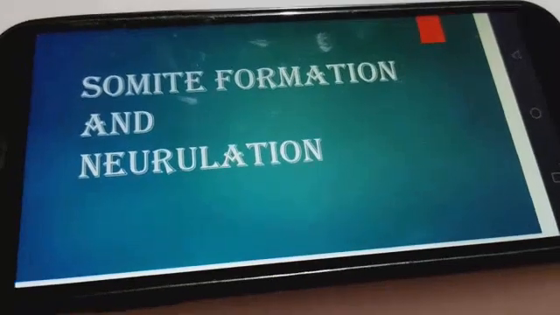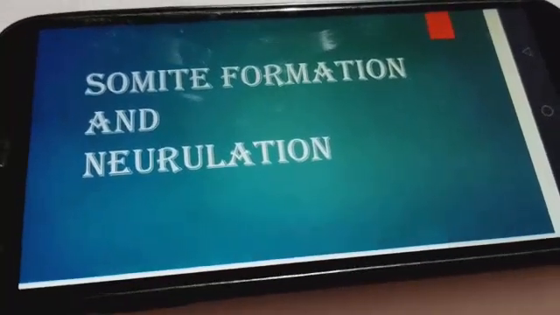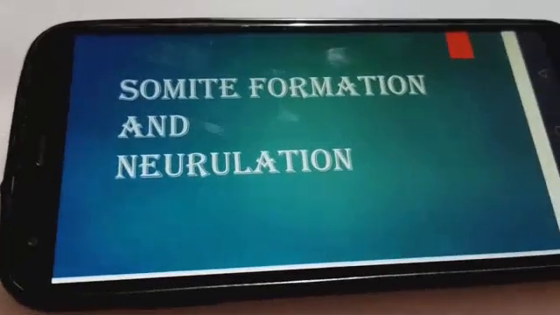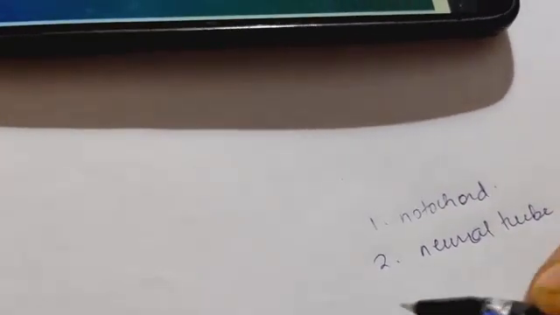So under the topic somite formation and neurulation, we have three parts. Number one is notochord formation. Number two is neural tube formation. And number three is somites formation and fate.